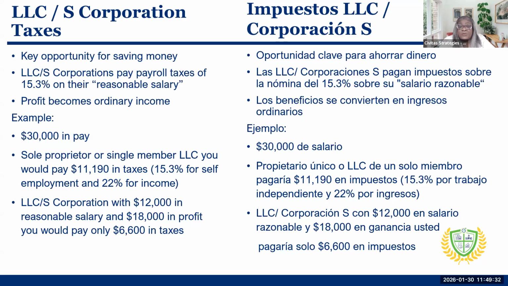So we have an example here on the board for you. Let's say that you pay yourself $30,000. Now, as a sole proprietor or a single member LLC, you would pay $11,190 in taxes, which is basically your 15.3% for self-employment and the 22% that I said we would typically use in an example for your IRS income bracket. Now, if you are an LLC or an S corporation that is paying yourself $12,000 in a reasonable salary, then you would only be paying $6,600.